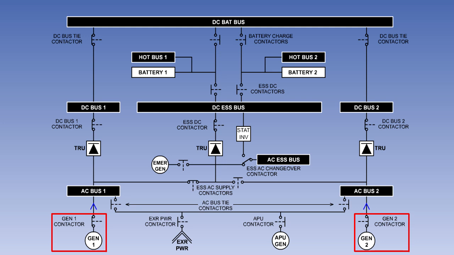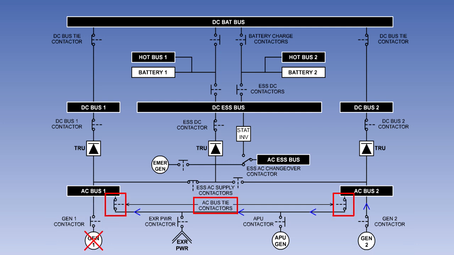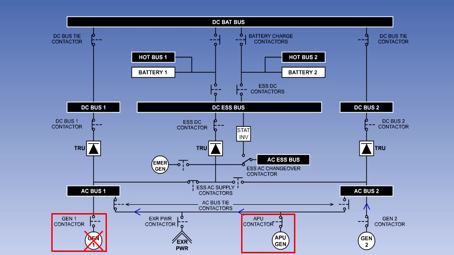The engine-driven generators are connected to their individual bus bars by their generator contactors. In the event of a single generator failure, the bus tie contactors will close to supply both bus bars from one generator. On the ground, external power or the APU generator can supply all services. In flight, the APU generator can be used to replace a failed generator.